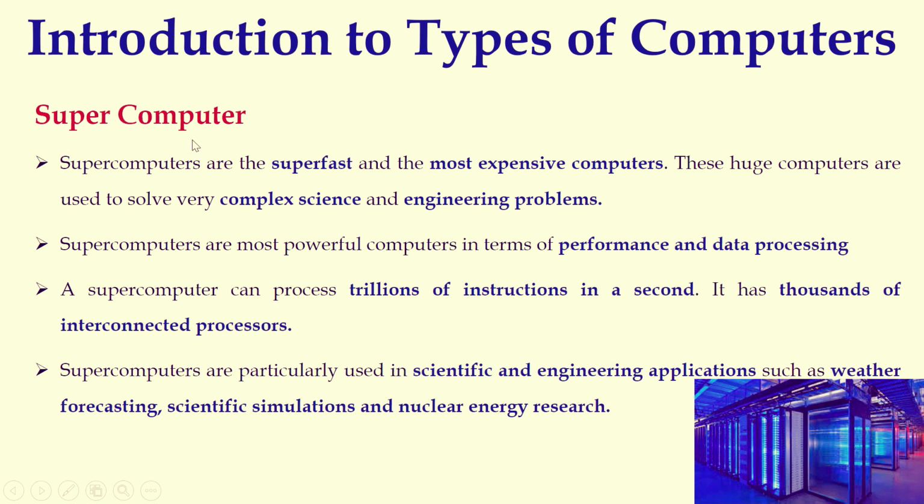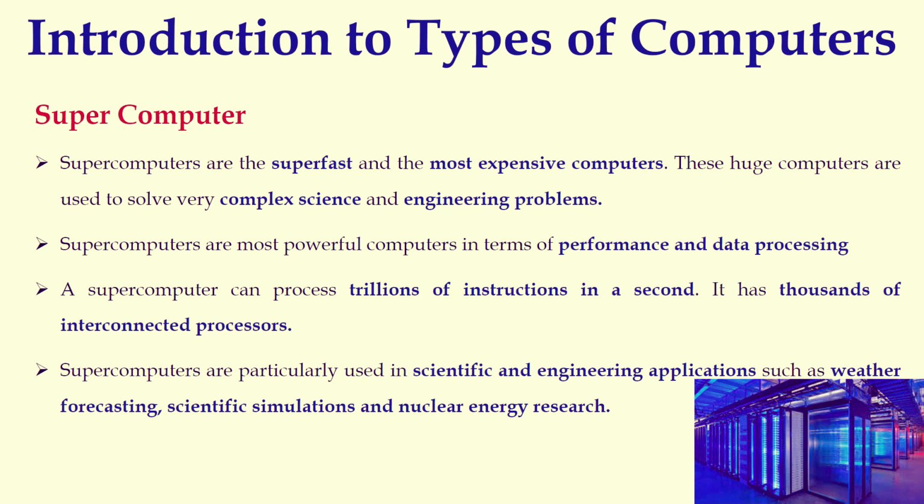Next, moving to supercomputers. Supercomputers are super fast and the most expensive computers. These huge computers are used to solve complex science and engineering problems. See the name, supercomputer. Processing speed, memory, everything is high. That's why it is called a supercomputer. These are used to solve very difficult problems that supercomputers can easily solve. They are the most powerful computers in terms of performance and data processing. They do tasks very fast and can handle any amount of data.